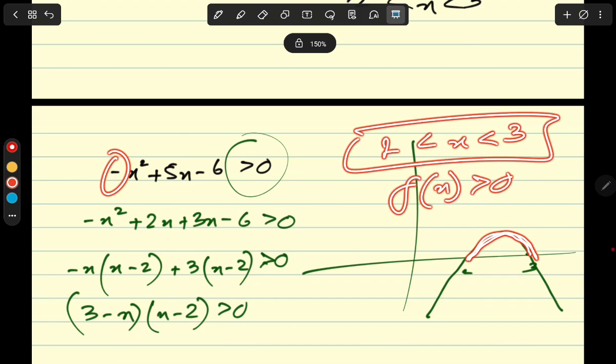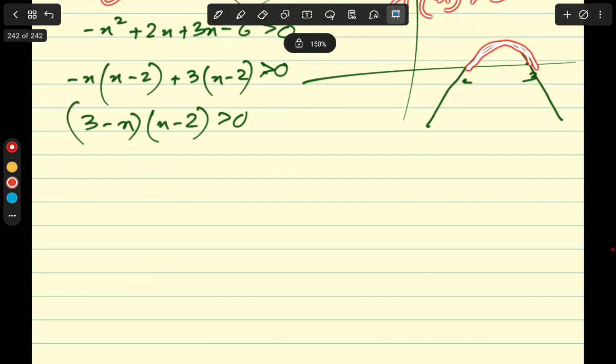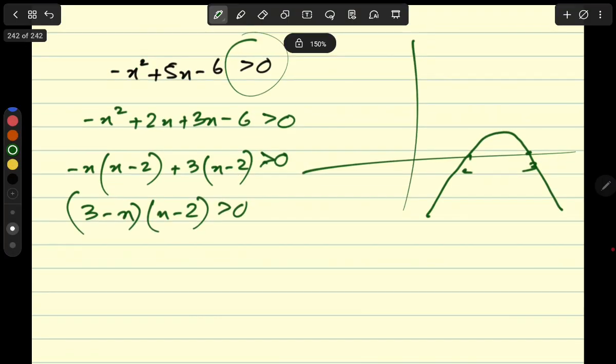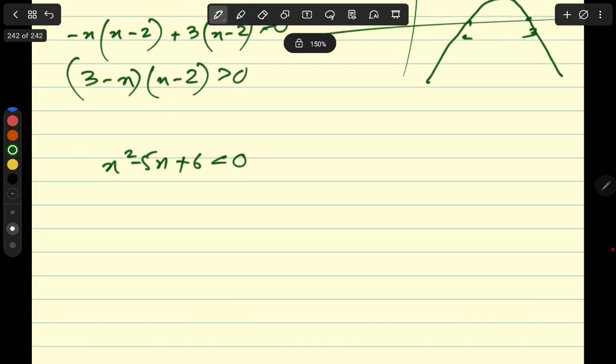I hope you are able to understand it because many students immediately try multiplying everything by -1 and changing the sign. I mean, you could do that as well, right? But in that case, so for example, I moved everything to this side. So this becomes x squared minus 5x plus 6 is now less than 0, right? So now you will do x squared minus 3x minus 2x plus 6 is less than 0. This is algebraic mastery. The previous one was graphical mastery.